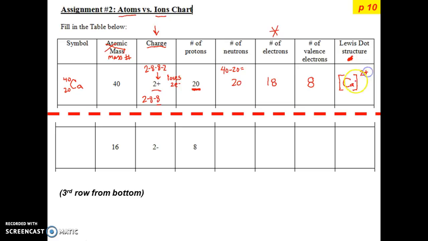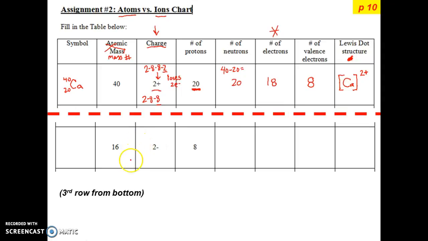Because the dot diagram shows the original valence shell. The original valence shell had 2, and now the original valence shell has 0. So the Lewis dot diagram always shows the original valence shell. Yes, in its new valence shell, which is 1 shell lower, it has 8 valence electrons. But this diagram is showing what was in the original valence shell, showing us that it lost 2 electrons.